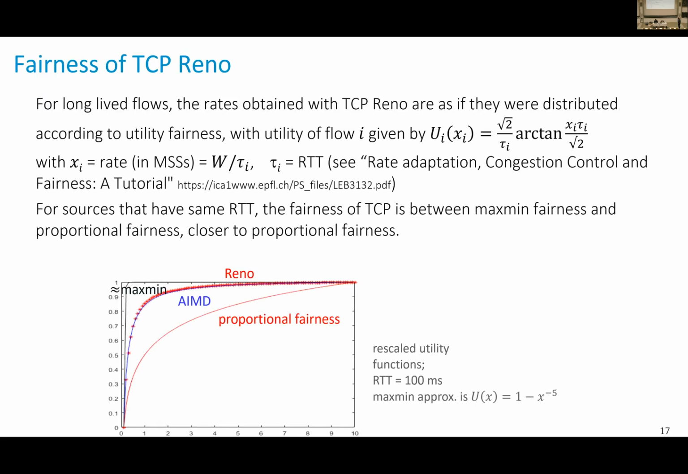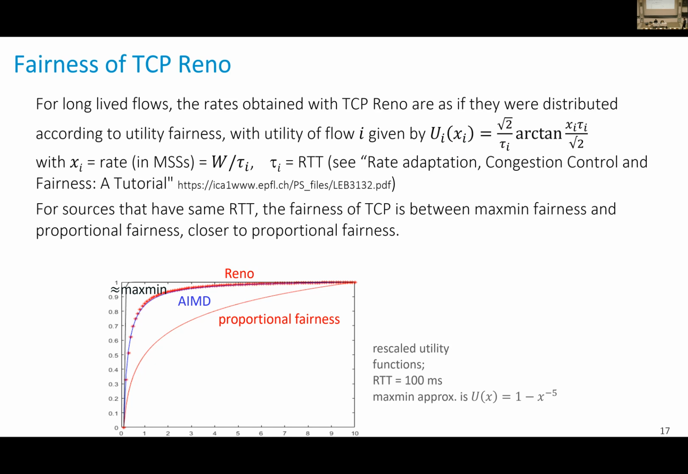I mentioned fairness. So TCP implements an approximation of additive increase, multiplicative decrease. We can also do the analysis of how it leads to a utility. The utility is a bit different from the one we had for additive increase, multiplicative decrease, because the increase is a bit less than linear.